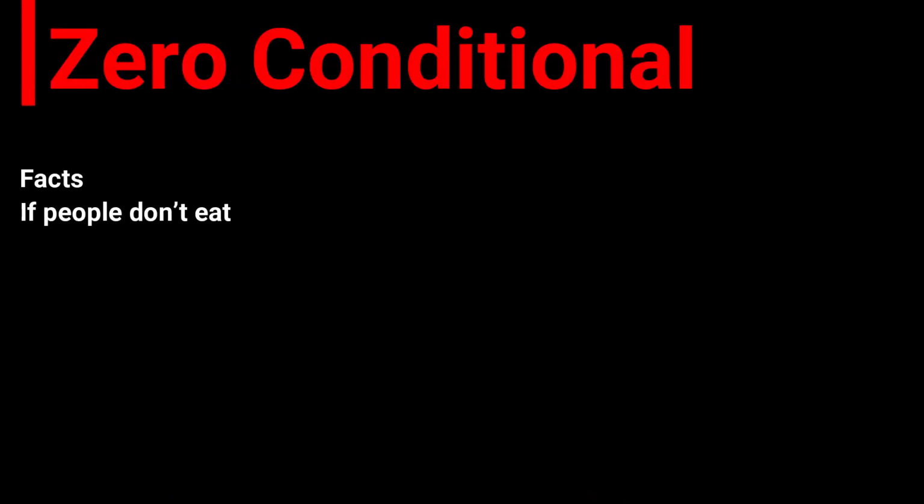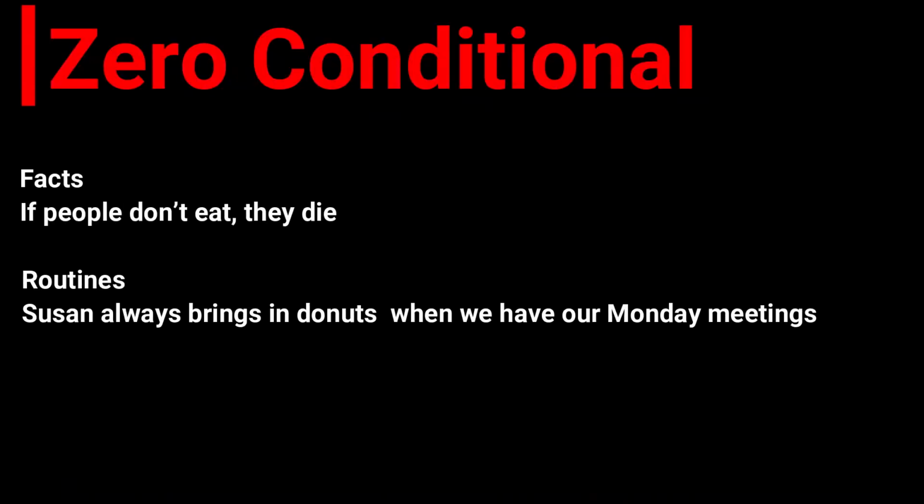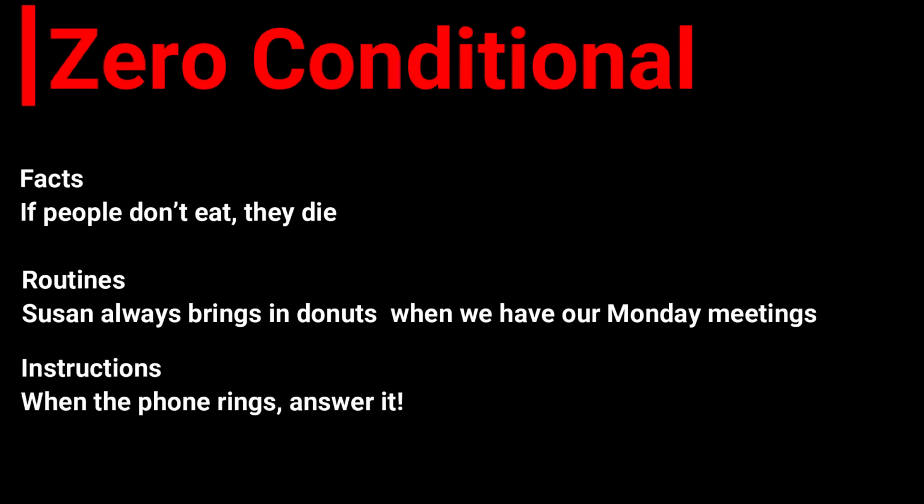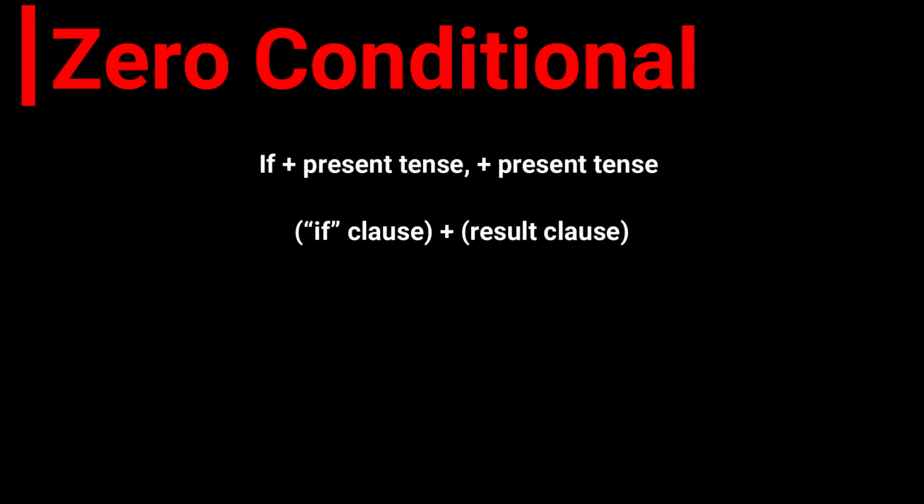The zero conditional is used to talk about things that are always true, such as facts, routines, instructions. We form the zero conditional as follows: if plus present tense plus present tense. If clause plus result clause.